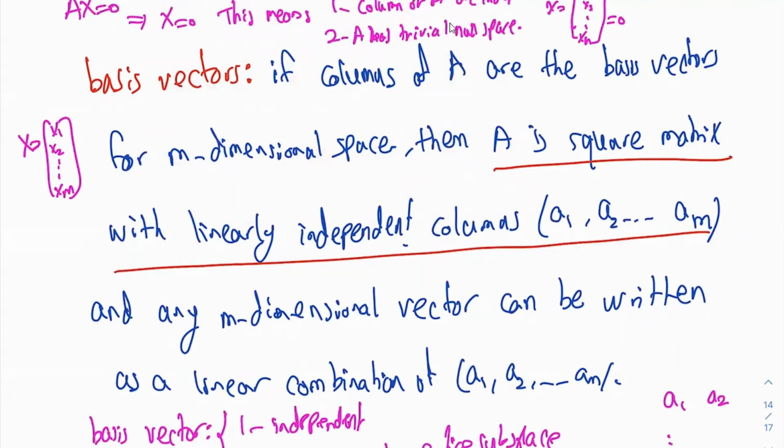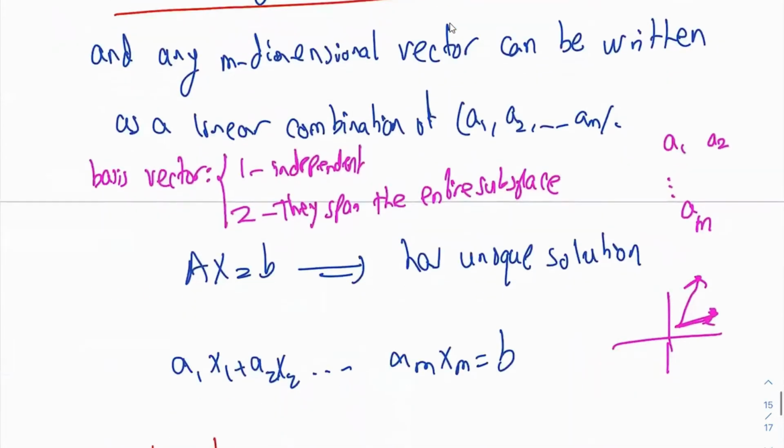And of course, any m-dimensional vector can be written as a linear combination of columns of A. This means that if B is any m-dimensional vector we have, therefore AX equal to B has a unique solution, right? So if columns of A are independent and they form a basis for an m-dimensional space, then if B is any m-dimensional vector, B1, B2, all the way to Bm, then equation AX equal to B has a unique solution.